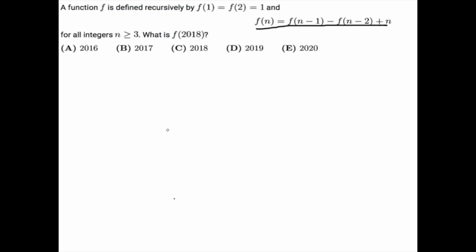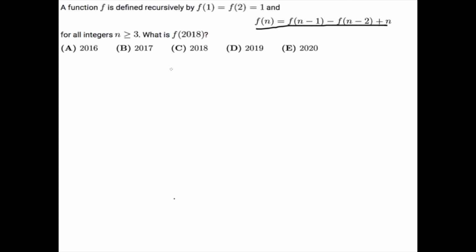There's a few different ways you can solve this problem. One way is to list out f of 3, f of 4, f of 5, f of 6 until you find a pattern. But this way is really time consuming and you might also get it wrong. And for a lot of different problems, this actually doesn't work, and you'll end up wasting a lot of time. So the better way is to use algebra to solve this problem.